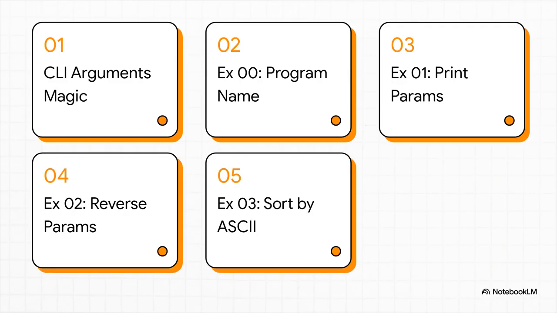So here's our game plan for today. We'll start with the magic of CLI arguments. Then dive straight into exercises 00 through 03, building our logic all the way from printing a simple program name to algorithmic ASCII sorting. Let's get to it.